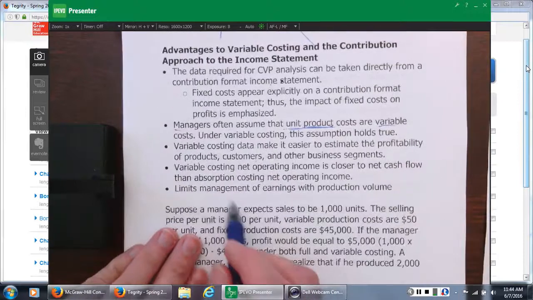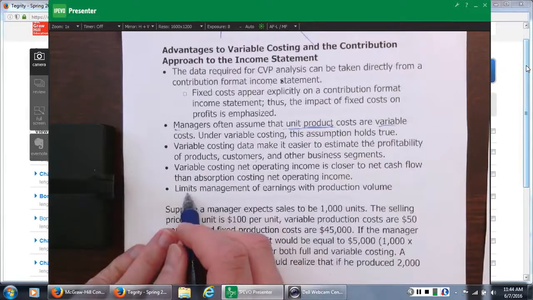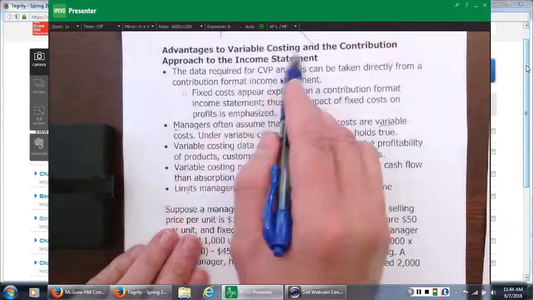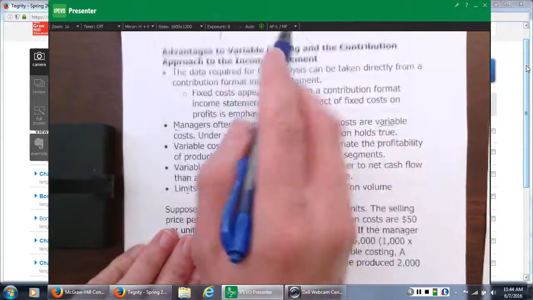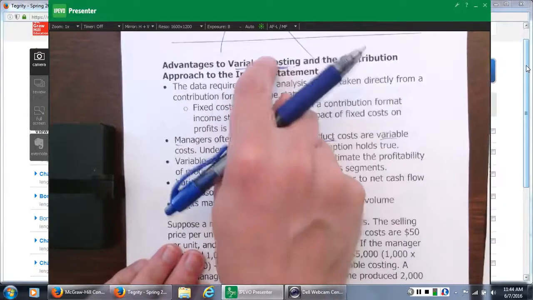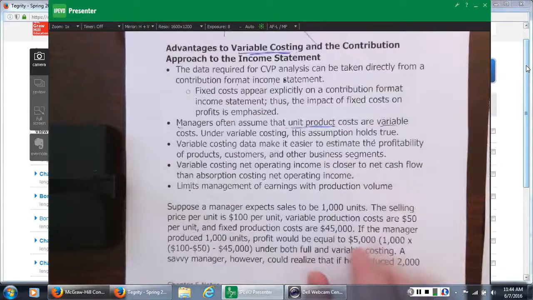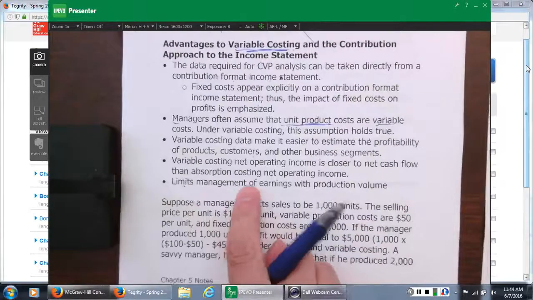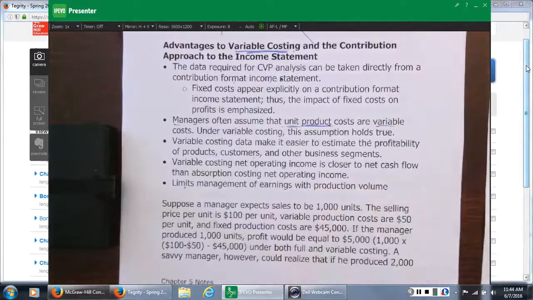Okay. Variable costing, using our variable costing income statement, but also variable costing in general, in which we treat fixed manufacturing overhead as a period cost, limits the management of earnings with production volume. So what we saw with year one, remember what we saw with year one with Harvey, is that when we overproduce, when we produce more than what we sold, we are putting some of that fixed manufacturing overhead in ending inventory, which means we are deferring that cost of goods sold, right, until the next accounting period when we sell it.